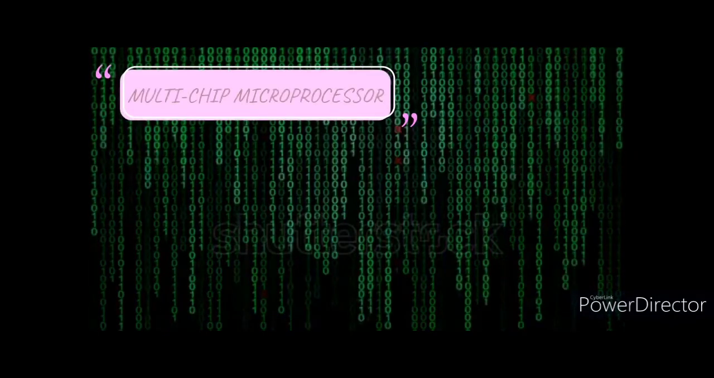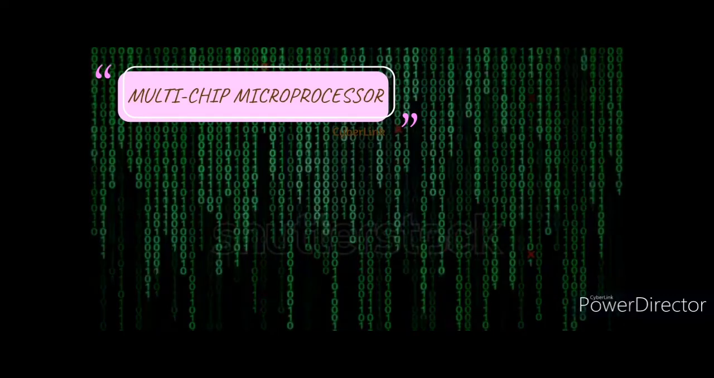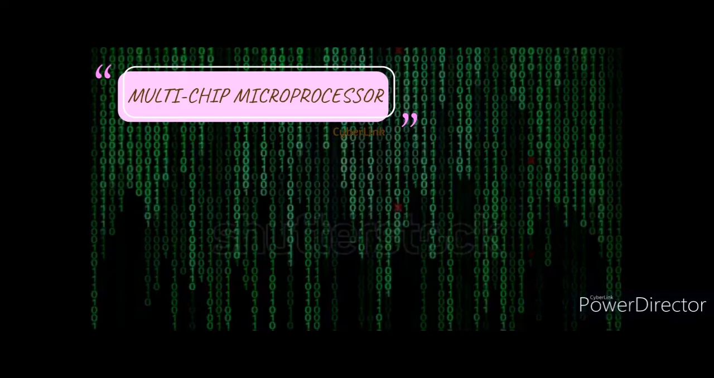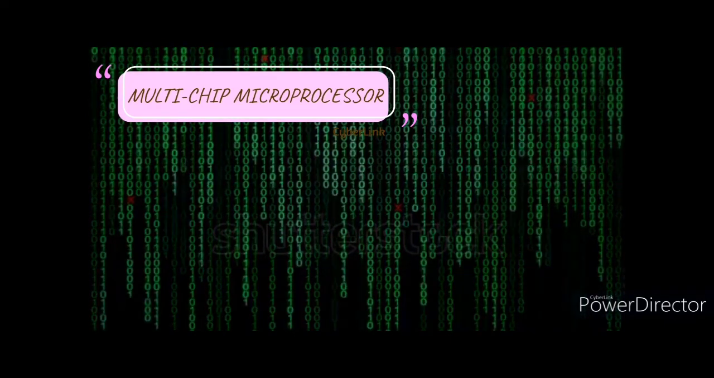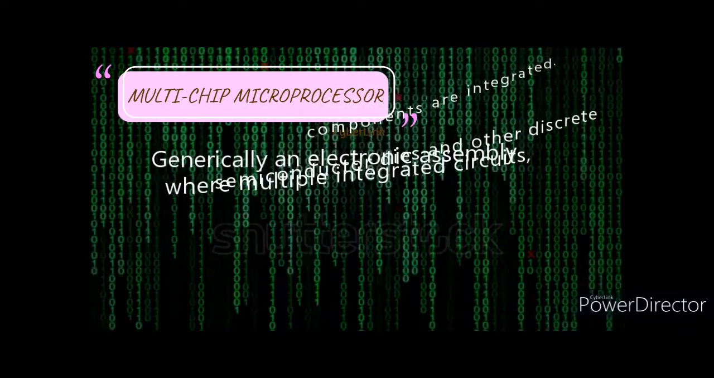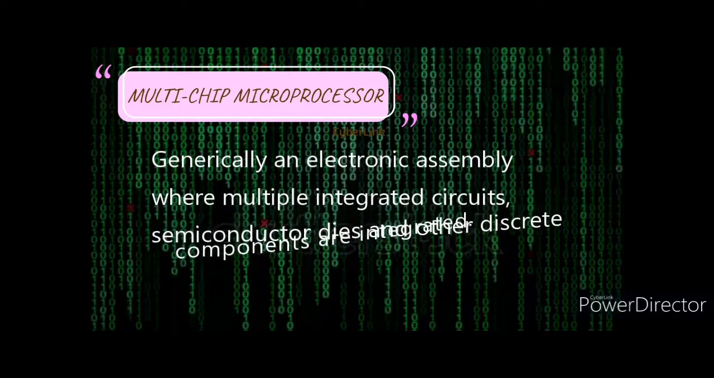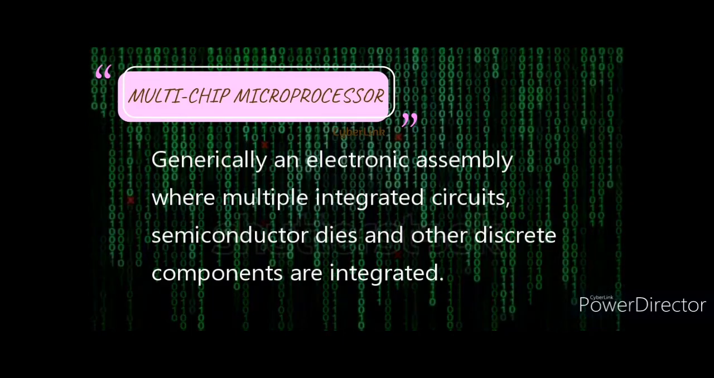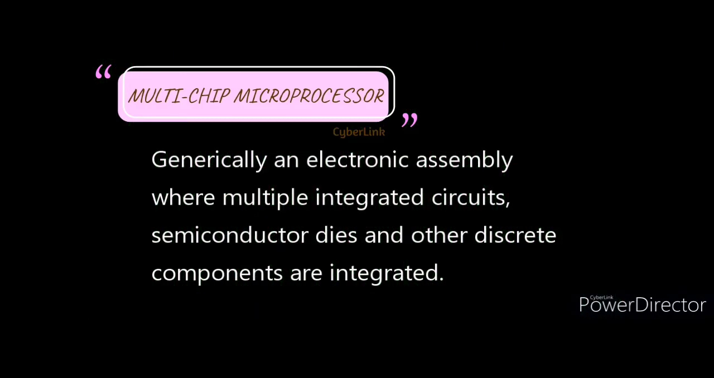Next is multi-chip microprocessors. First, let's define what a multi-chip microprocessor is. Generically, an electronic assembly where multiple integrated circuits, semiconductor dies, and other discrete components are integrated. In this section, it is necessary to draw the distinction between bit-slice machines, which allow variable hardware designs, and multi-chip processors, which have a fixed hardware design but permit change by changing the microprogram.